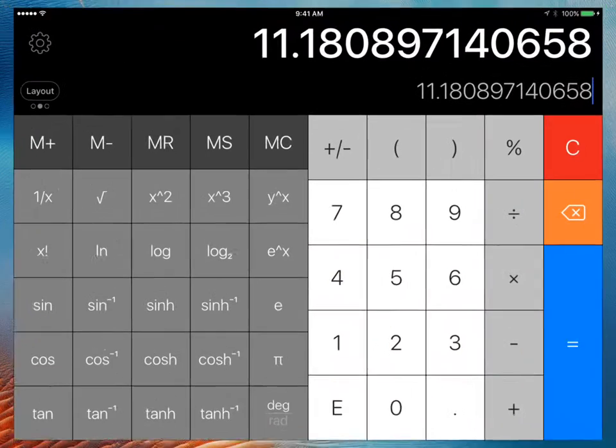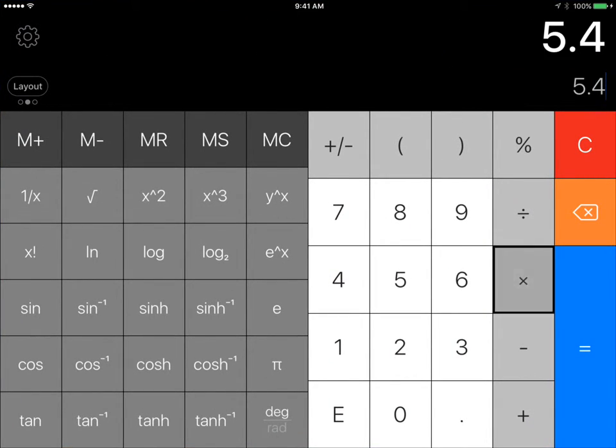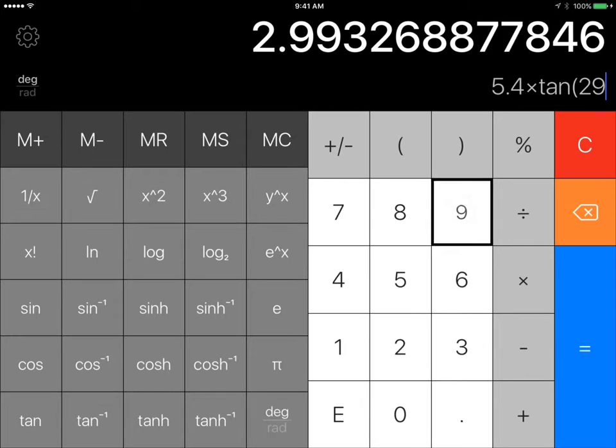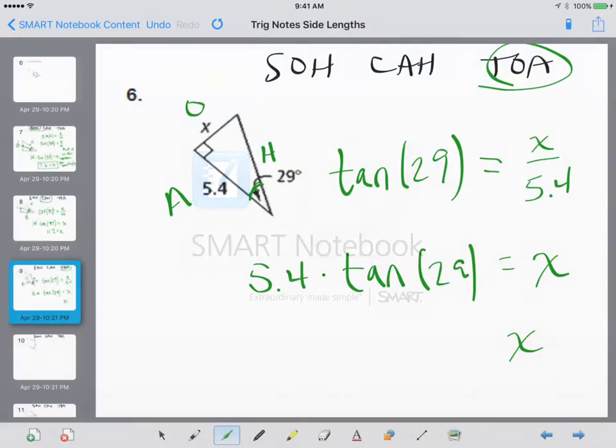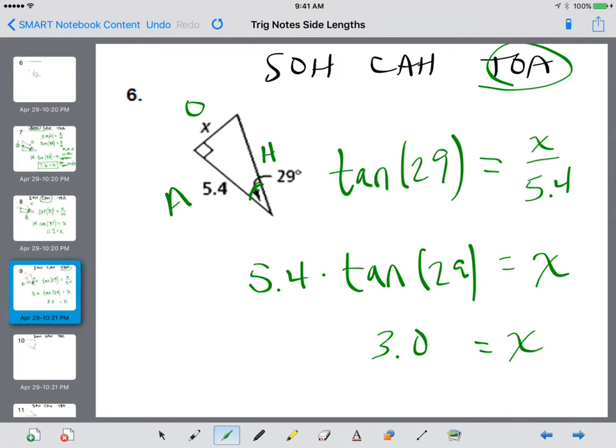I'll go to the calculator again. So we have 5.4 times tangent of 29. That gives me a side length of 2.99. We can round that up to 3.0. We do the 0.0 because that tells me that I rounded. If I just write 3 without a 0.0 there, that means I landed exactly on 3, which didn't happen. So we need to keep that 3.0 there to help us.